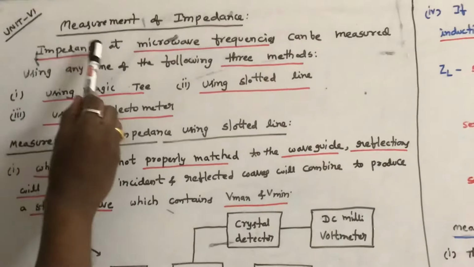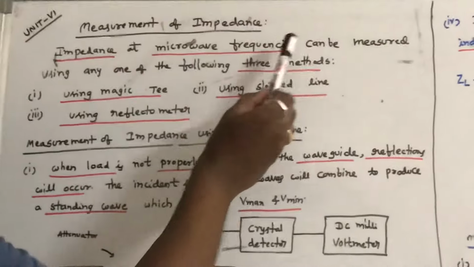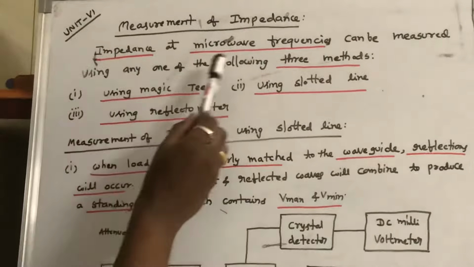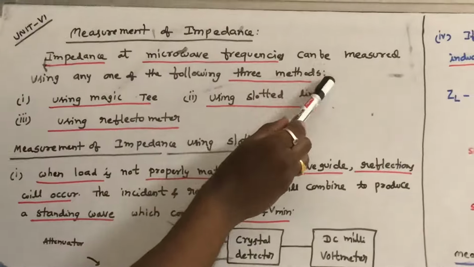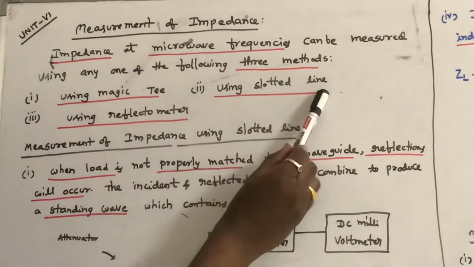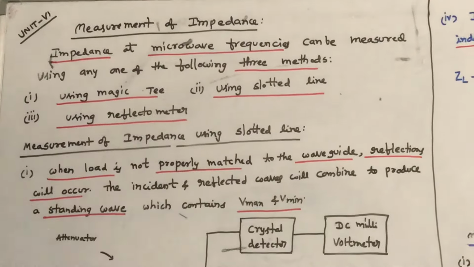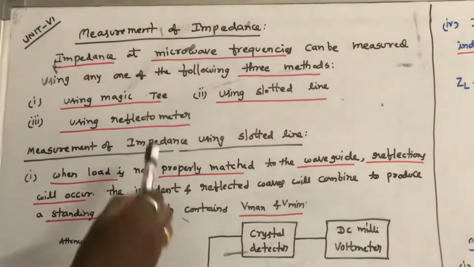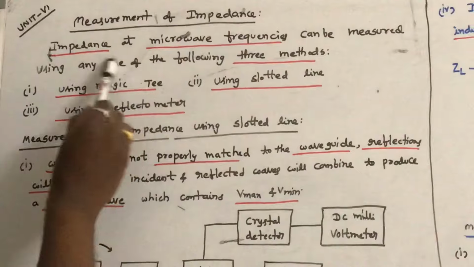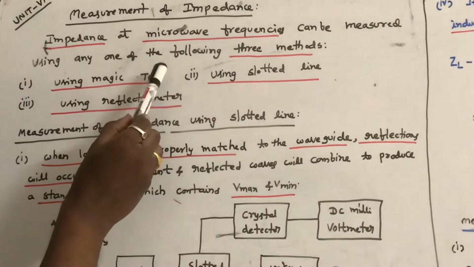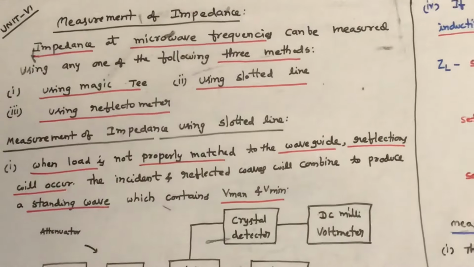Let us see, impedance at microwave frequencies can be measured using any one of the following three methods. So, there are three methods by which we can measure the unknown impedance: by using magic T, using slotted line, using reflectometer. We have seen in the applications of magic T how magic T can be used to measure the unknown impedance, where magic T is used as a bridge to measure the unknown impedance.